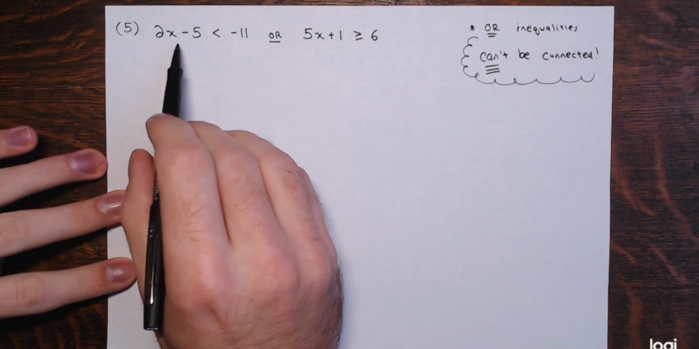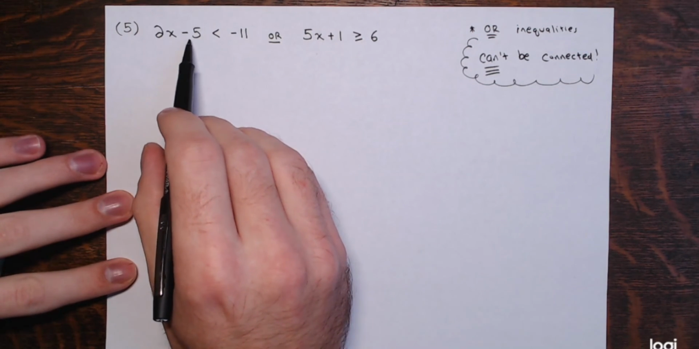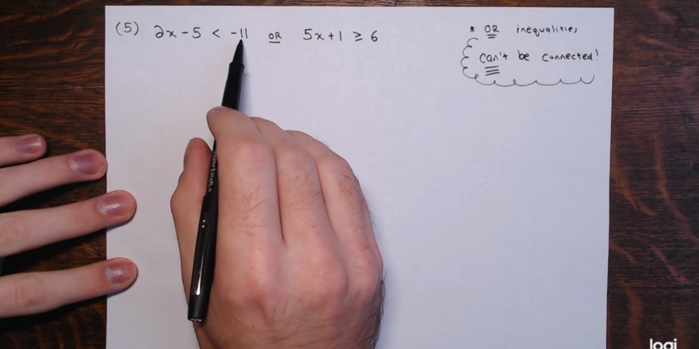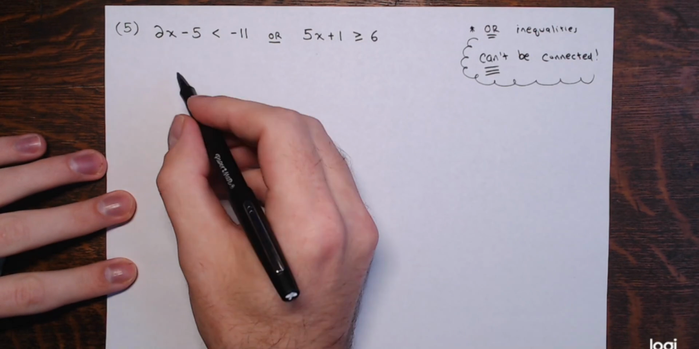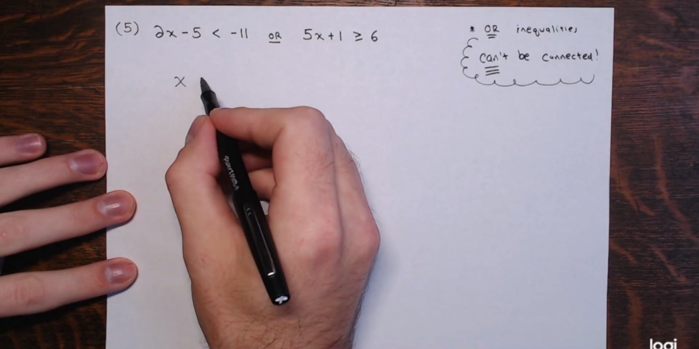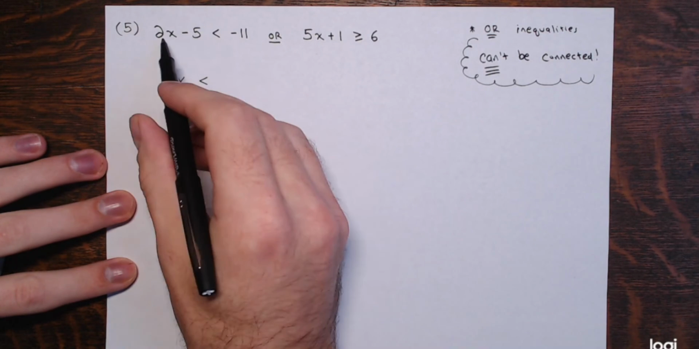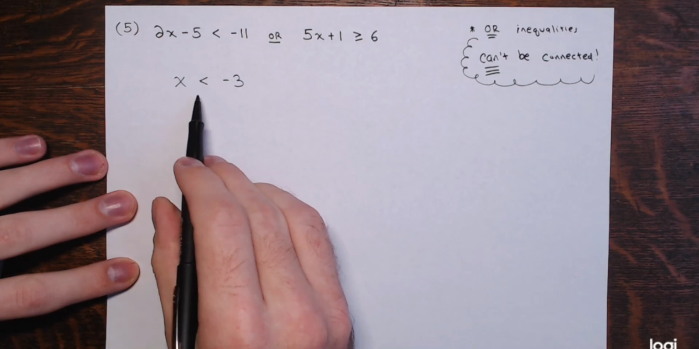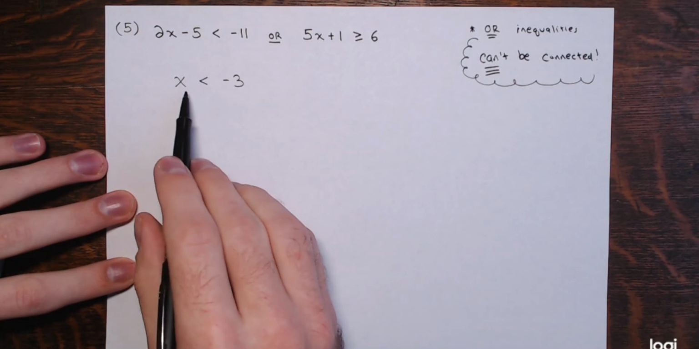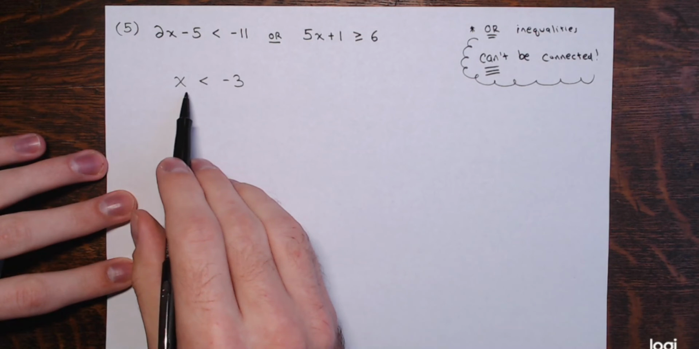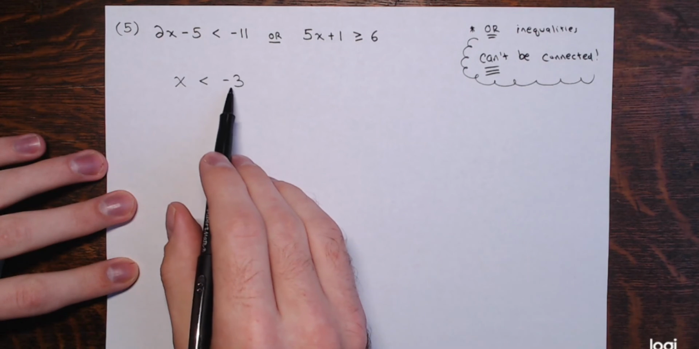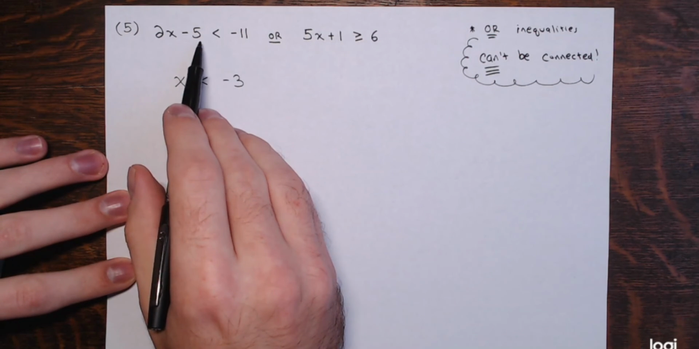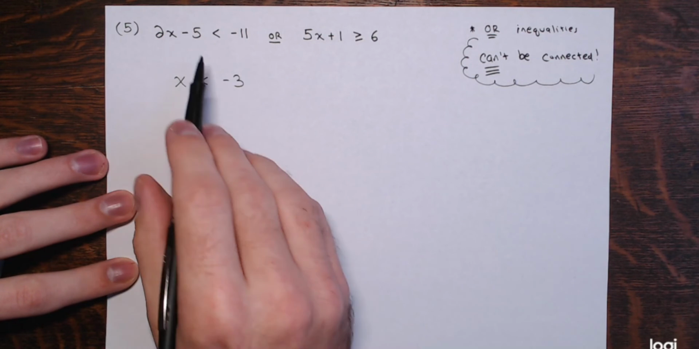All right, so I solve each of these. Now in this one, I would add 5, giving me negative 6 over on the right, and then divide by positive 2. We'd have x is less than negative 6 divided by 2, which is negative 3. And all the numbers less than negative 3 satisfy the first inequality. So these are solutions of the compound inequality.